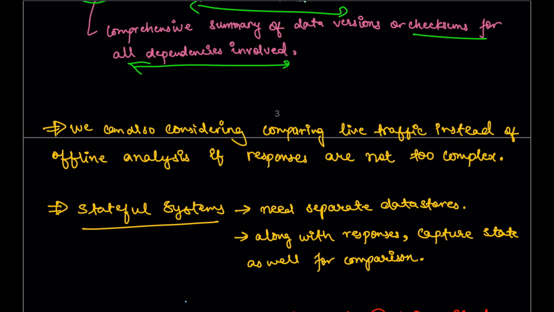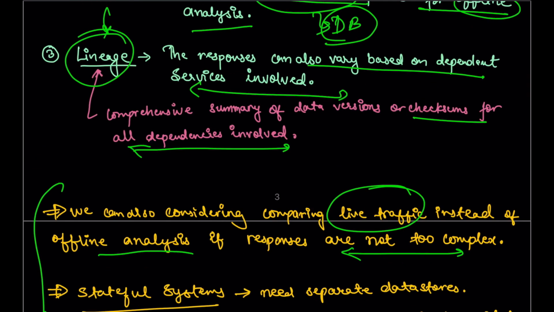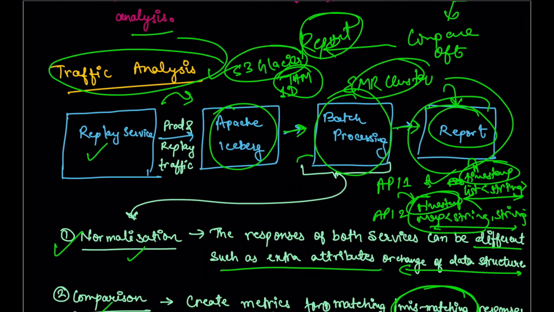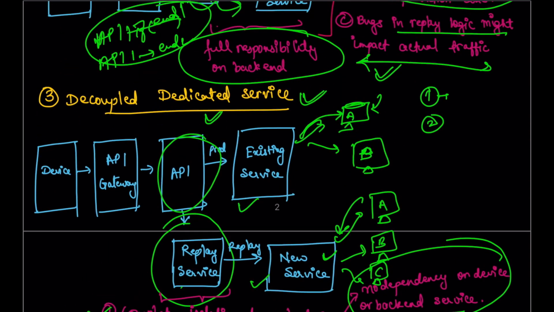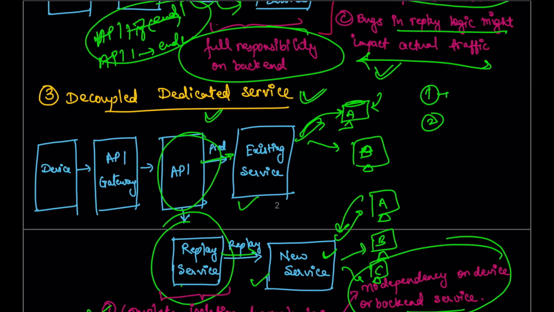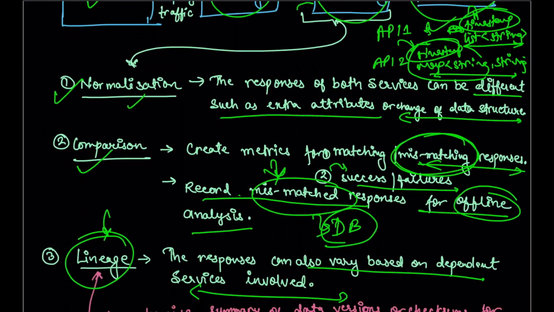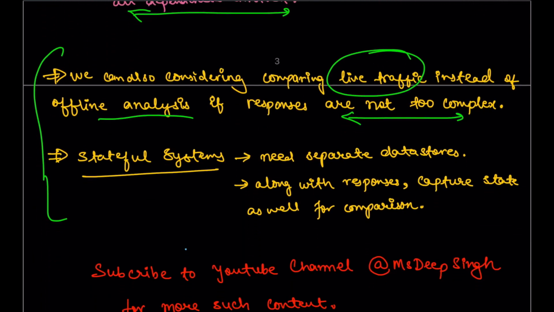Now a few additional things. We can also consider comparing live traffic instead of offline analysis of responses, if they are not too complex. So instead of doing offline analysis, as we get this traffic, you can do the comparison at runtime as well if it does not require any complex processing. So you can do that as well.